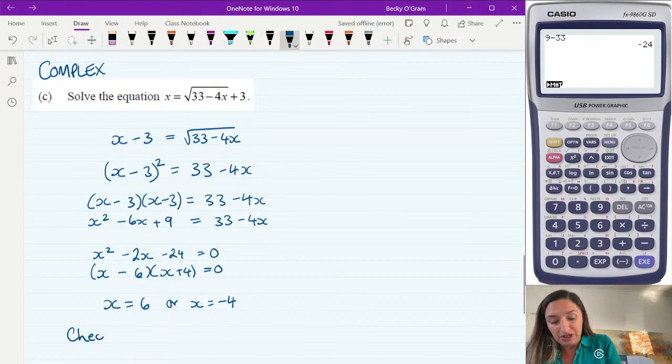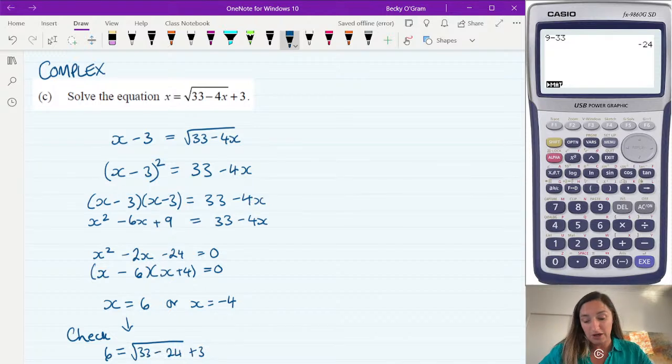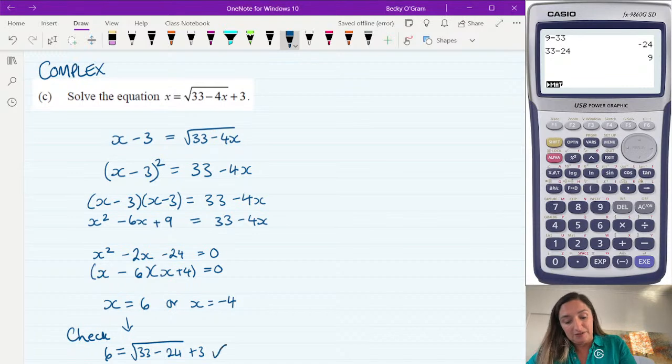So if we check x equals 6, pop that in, 6 equals the square root of 33 minus 24, plus 3. So if we do 33 minus 24, we get 9, square root that is 3. We add on the 3, the 6 works fine.